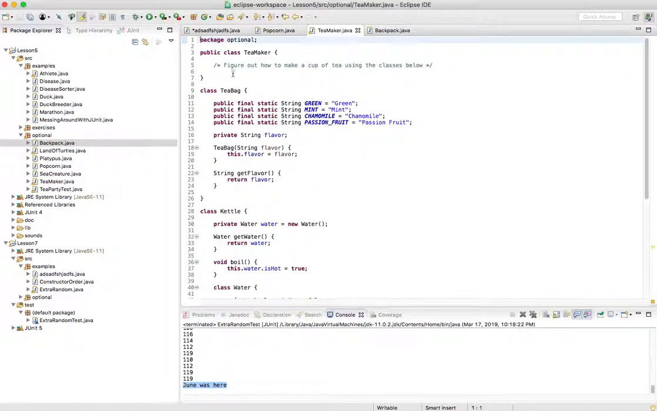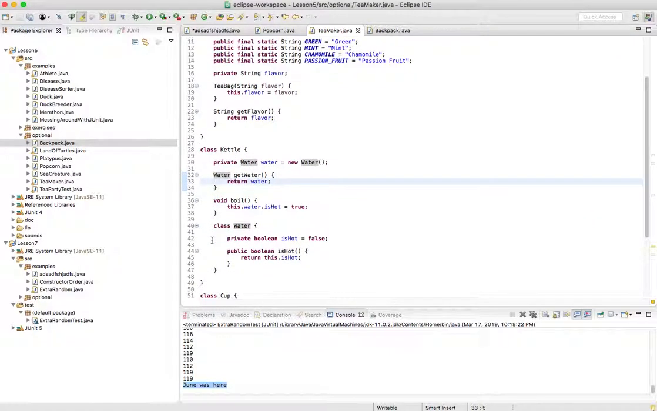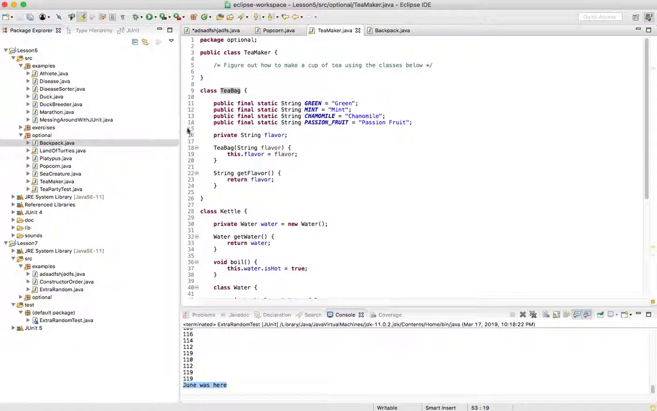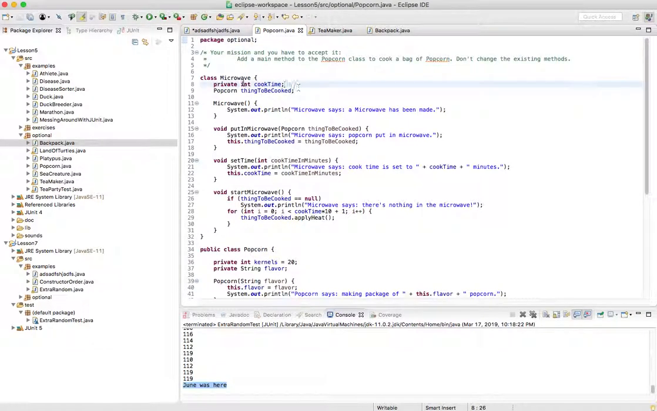And then for this tea maker, here's a tea bag and a kettle. We've got a cup that is composed of a tea bag. And the other one we had was this popcorn business. We have this microwave, and then you can put the popcorn in the microwave. You could put other things in the microwave too, so I guess that would be an aggregation rather than a composition.